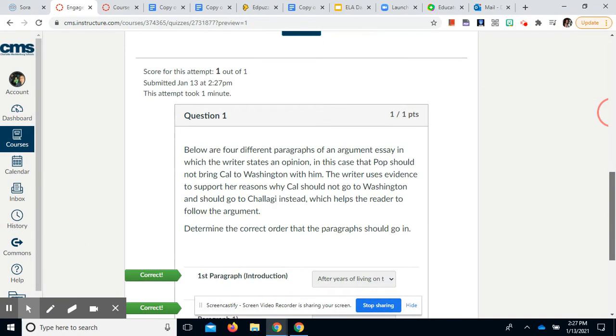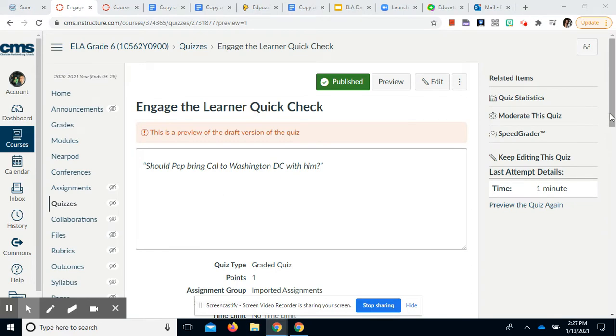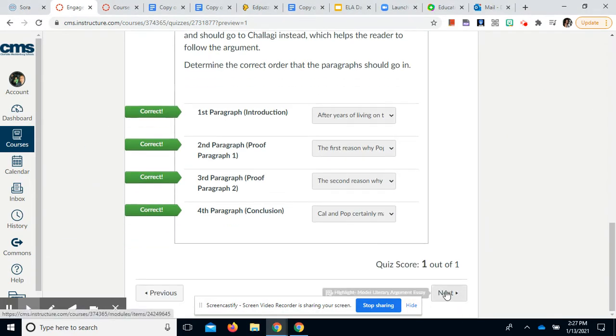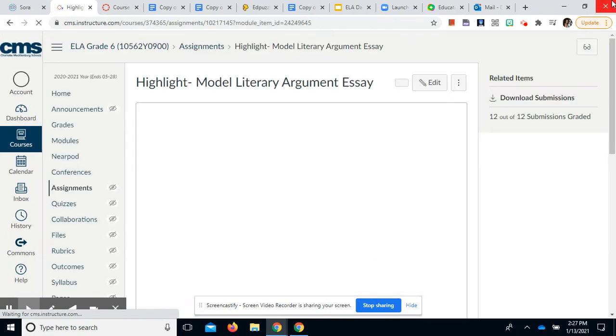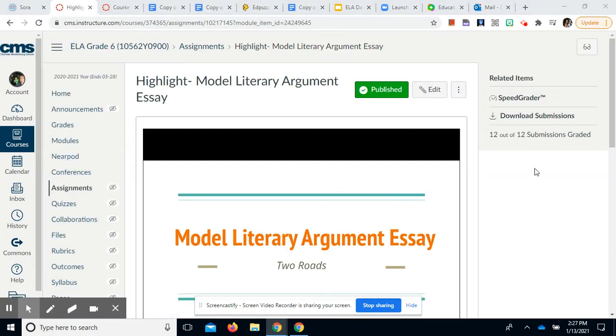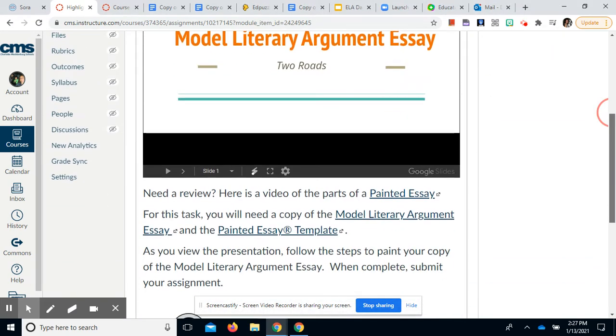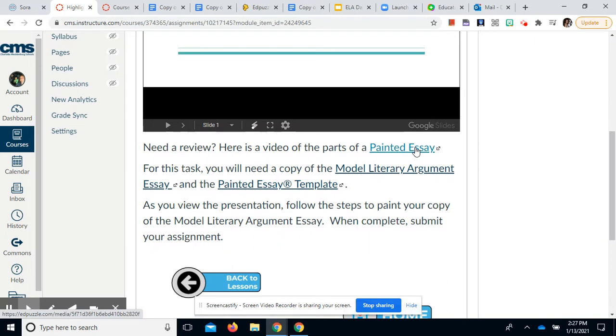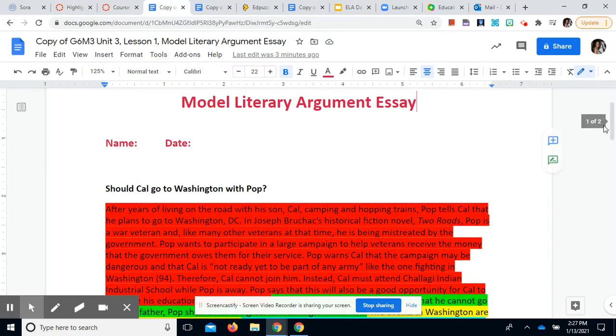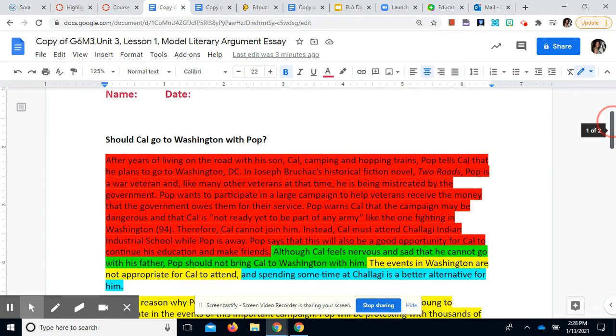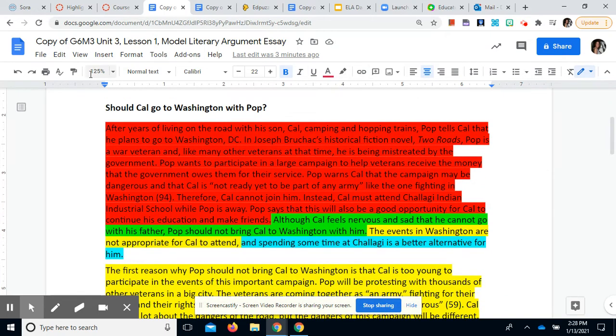From there, we went into the model essay. So let's go ahead and take a look at that. Okay, so there's a slideshow here that you can check out. There's a great video here I would encourage you to watch as a reminder of the various parts of this painted essay, as well as the template. Everyone should make a copy of the model literary argument essay, and we worked through highlighting it together, and then that was submitted today. So the different parts we have for this model essay, there are 4 paragraphs.